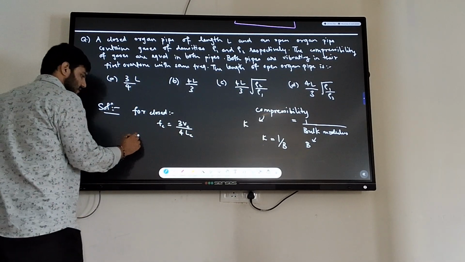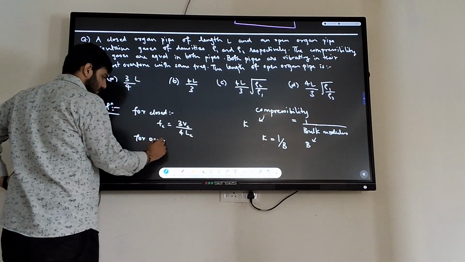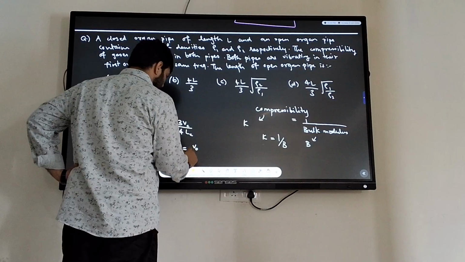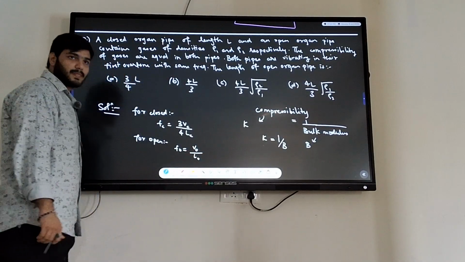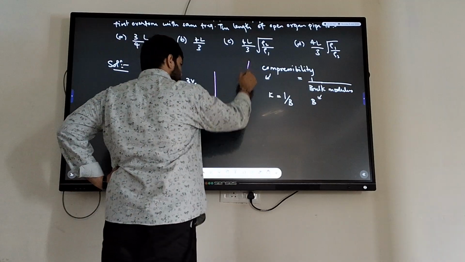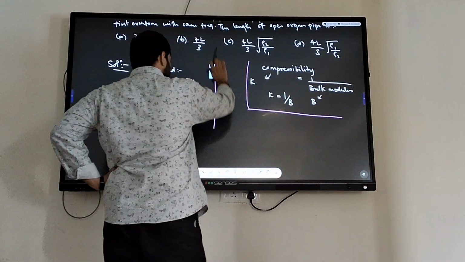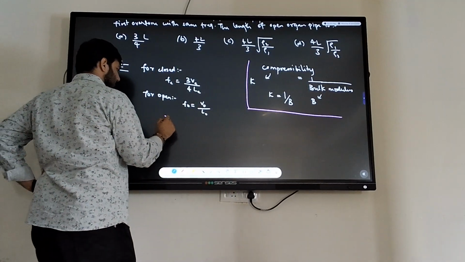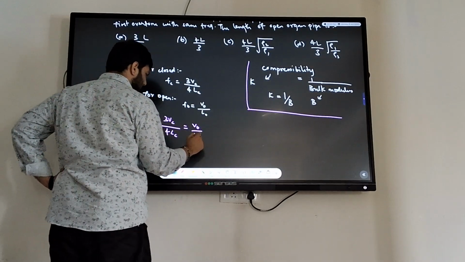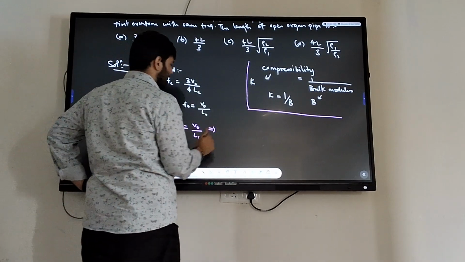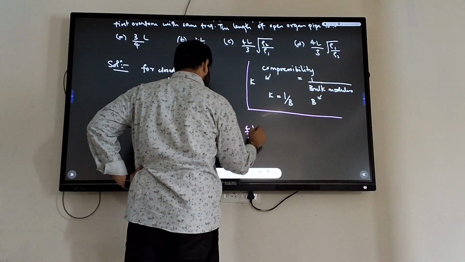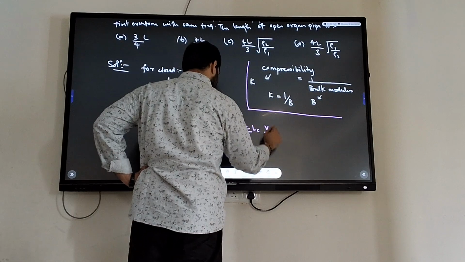What about the open one? It should be VO by LO. And these are given to be the same. This is exactly the way in which we have done up until now. So 3VC by 4LC is equal to VO by LO. So that means I think they are asking LO. So LO is equal to 4 by 3 LC VO by VC.